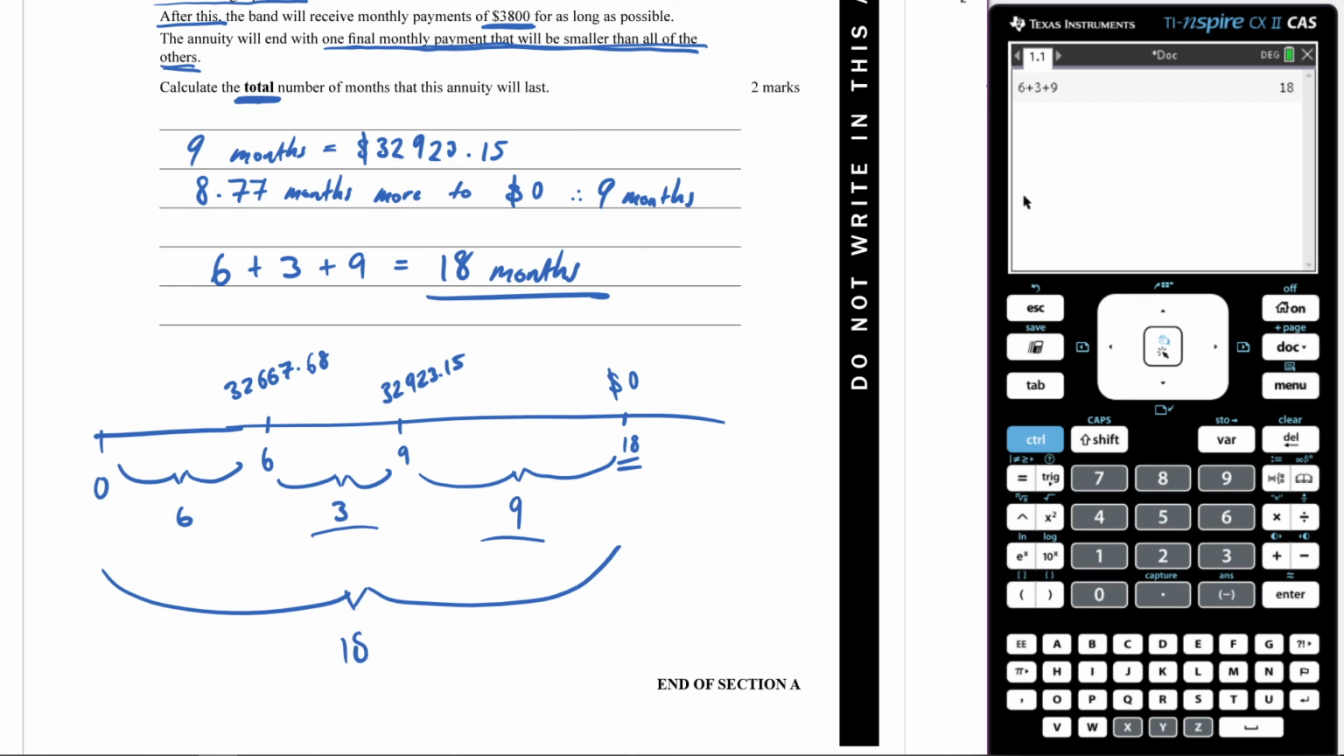Hopefully you found this helpful. I feel that doing a little bit of a timeline might help people understand this a bit better, and I often find myself just doing a timeline for these types of questions.